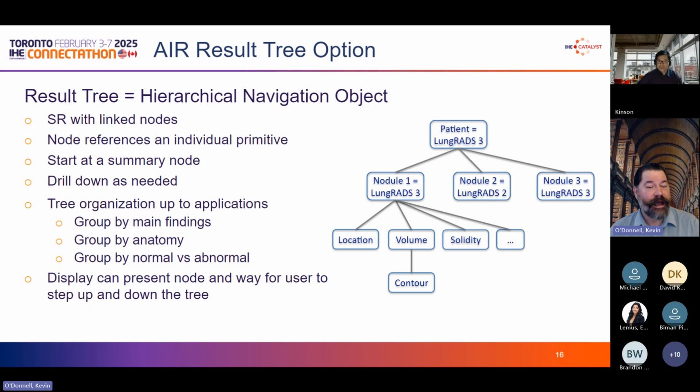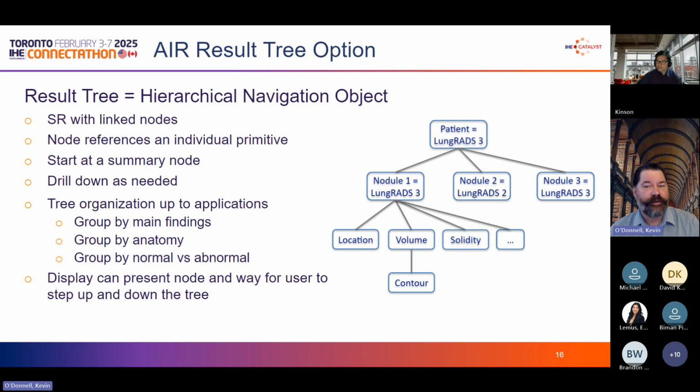Now, they can drill down as needed. You can group them in different ways, but the display presents the node. And if they say, well, show me more about this lung RADS 3, it says, well, 3 nodules were identified. Two of them were classified as lung RADS 3, one was classified as lung RADS 2. Okay, tell me about nodule number 1. You can then pull up, here's the location, here's the volume, here's the solidity. These are the details that contributed to rating it as lung RADS 3. For the volume, okay, show me more. Well, here's the contours of it. Oh, I see why the volume looks unusually high. It's made a mistake on the contour.